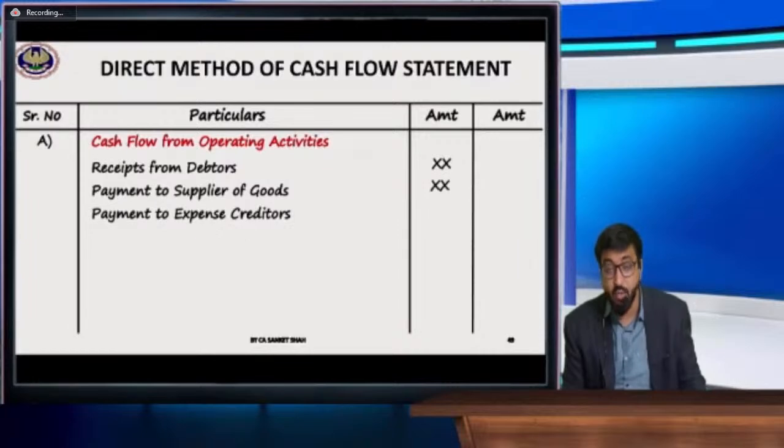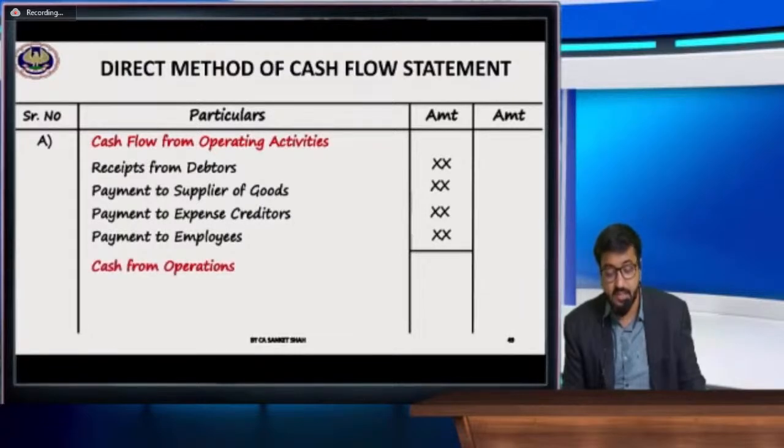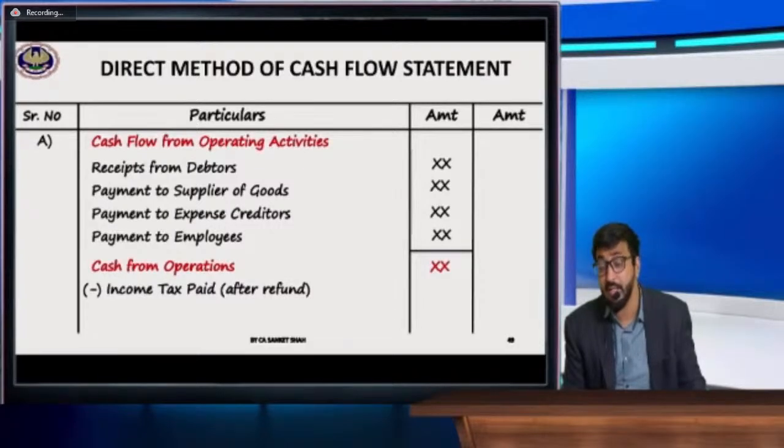Then payment of expenses, here it will be outflow. Payment to employees, it is again salary and wages paid, outflow. And this is called cash from operations. This is called cash generated from operations, less income tax paid. Income tax paid is always a separate head. So remember this pro forma, income tax paid having this separate head.